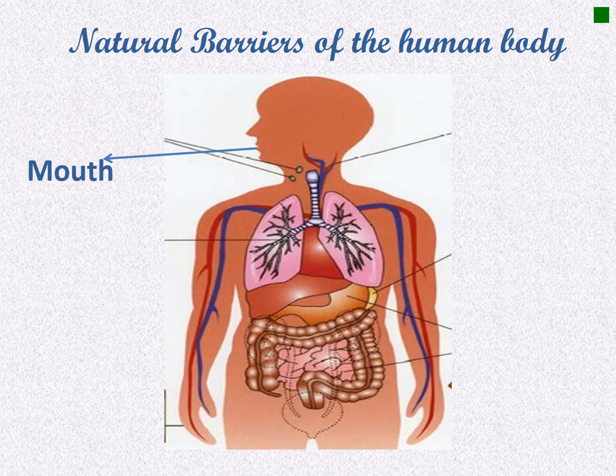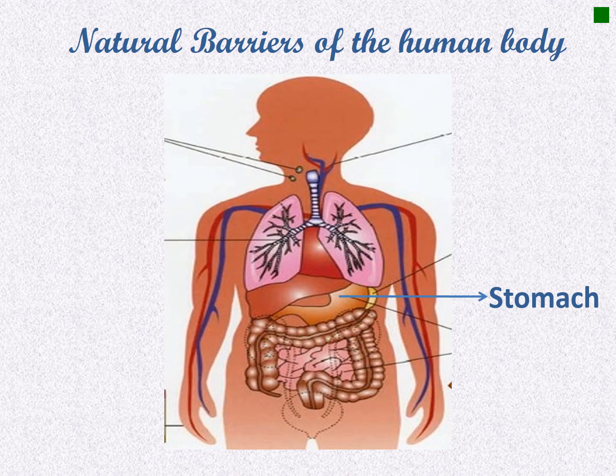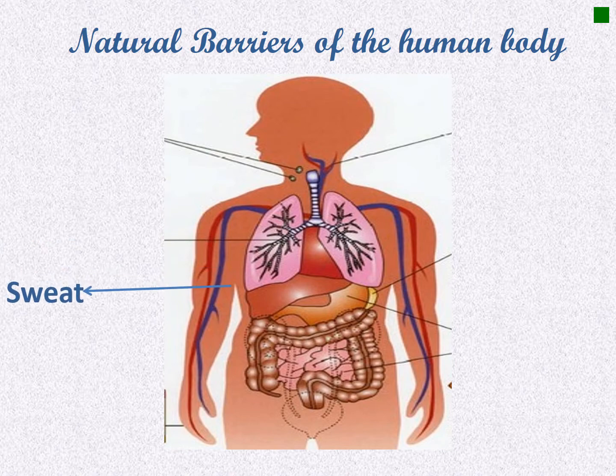Mouth, inside the mouth we have special natural barriers. Also inside the stomach, which is covered by mucus, we have a special natural barrier. So sweating is classified as a natural barrier, which gets rid of microbes and bacteria.